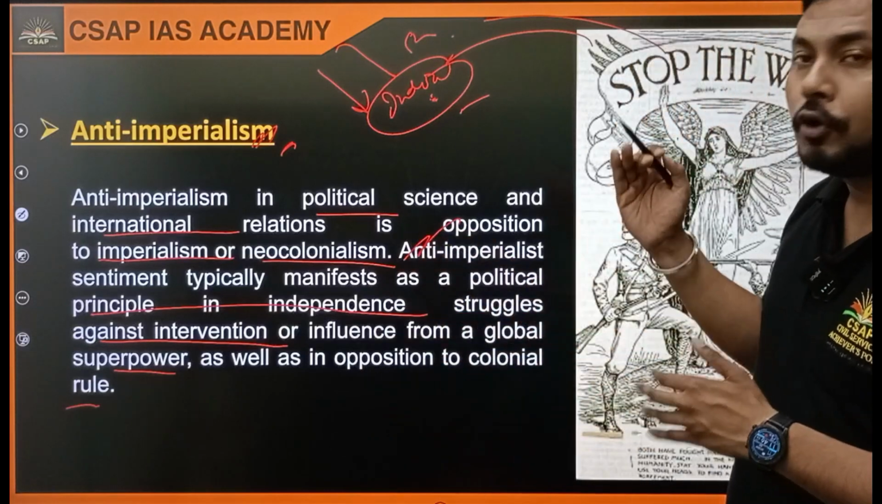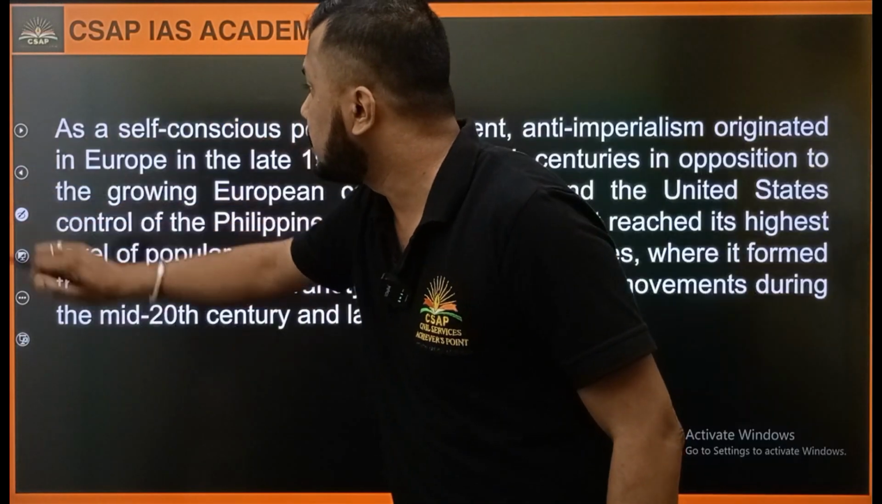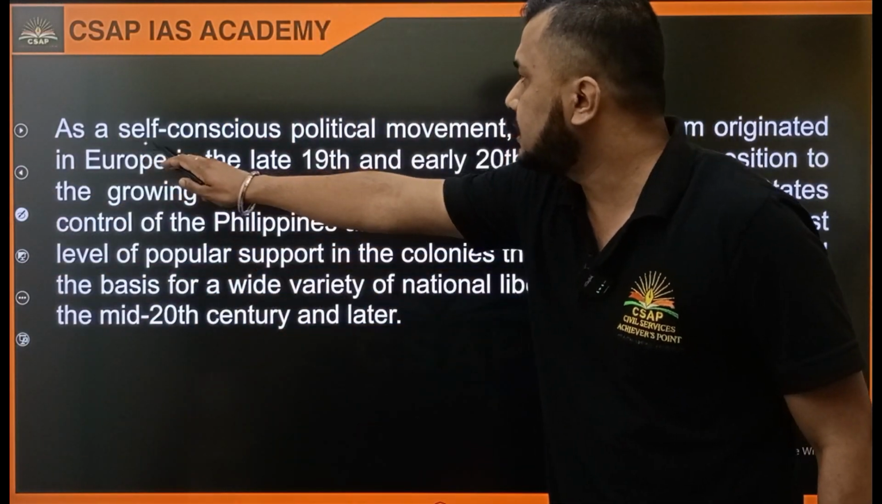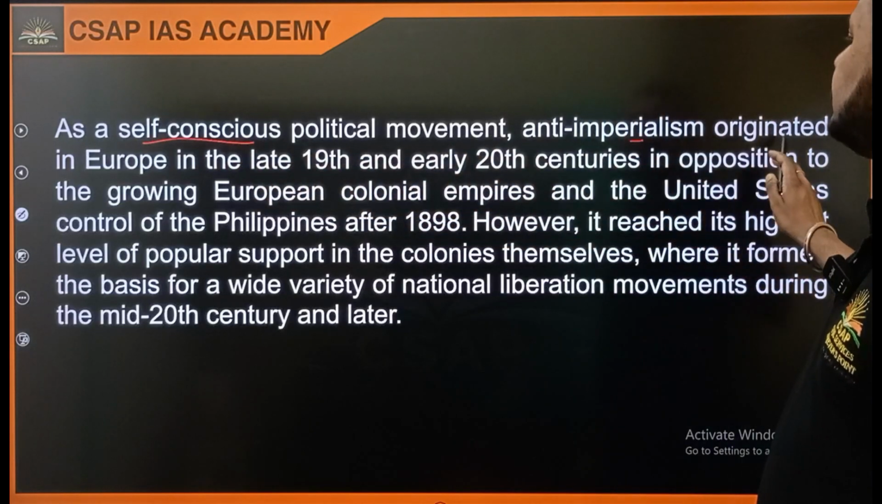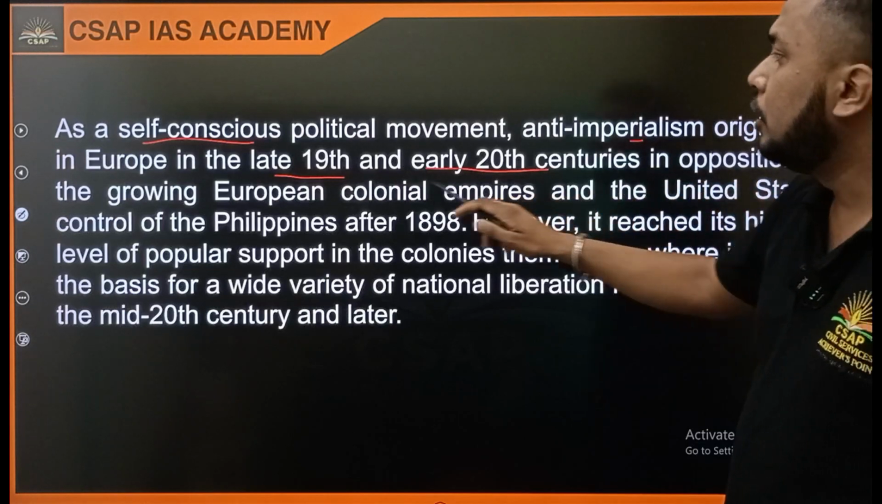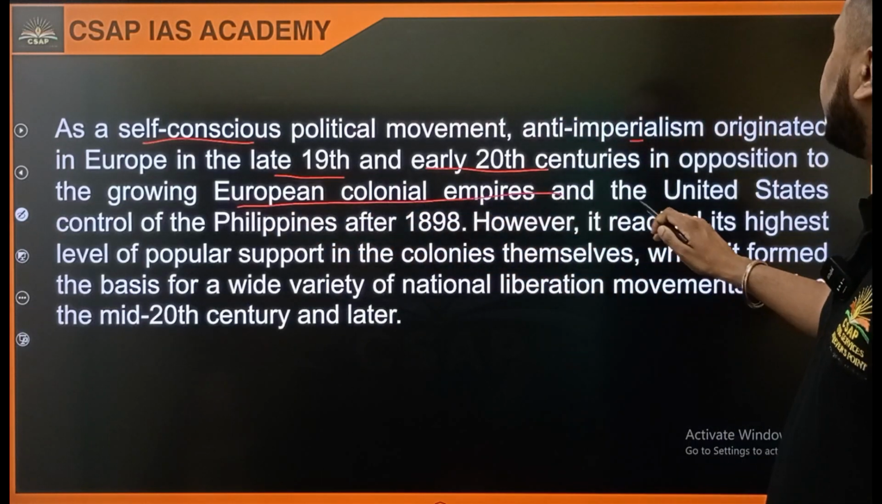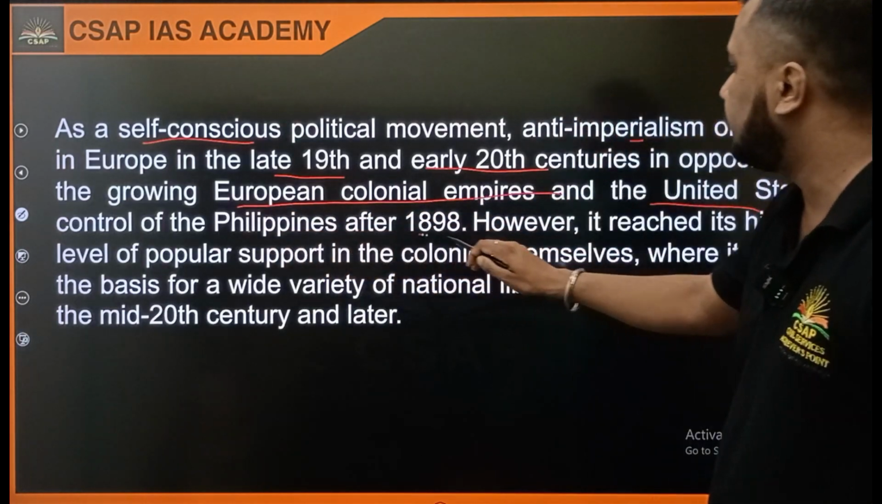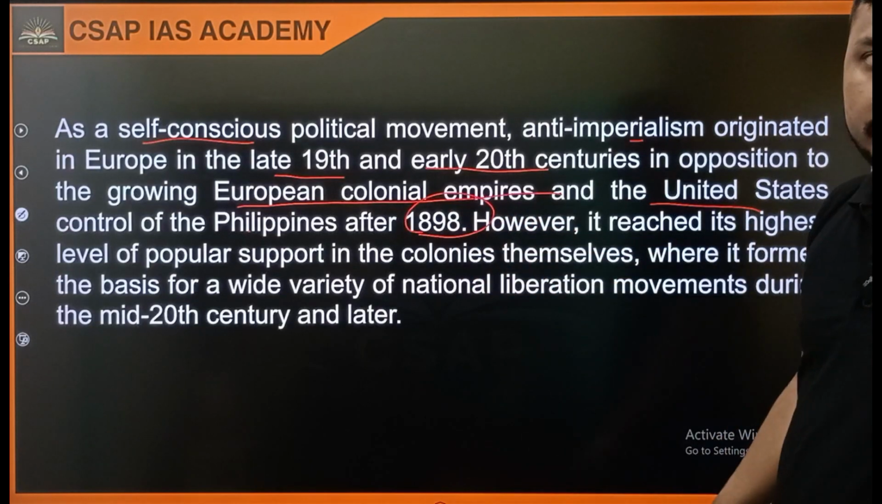So we have to understand this in international relations. Okay? So you can see, as a self-conscious political movement, anti-imperialism originated in Europe in the late 19th and early 20th centuries in opposition to the growing European colonial empires and the United States control of the Philippines after 1898.